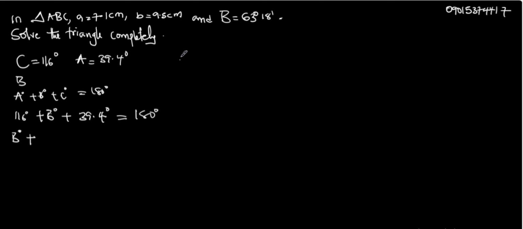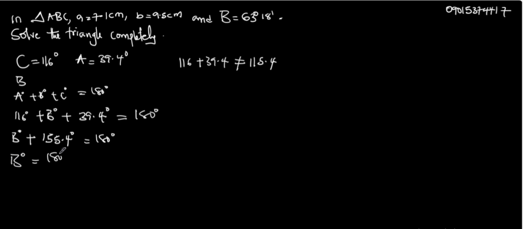So 116 plus 39.4 is not equal to 115.4. Instead, it's equal to 155.4 degrees, which is equal to 180 degrees. So that our B degrees will equal 180 degrees minus 155.4 degrees, which makes our B degrees equal to 24.6 degrees.